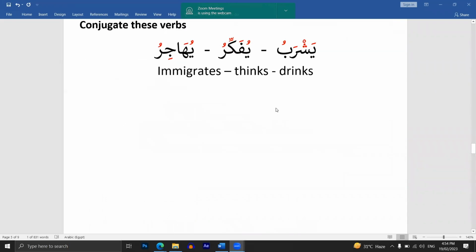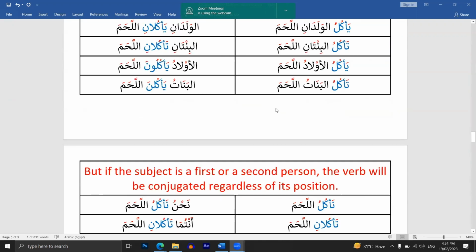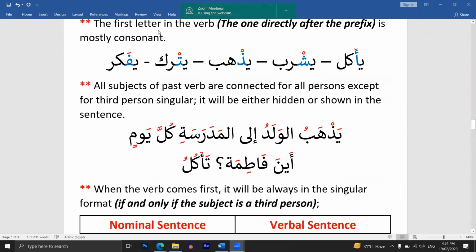Okay, about this part, I will leave the conjugation for you to do yourself because I don't want to waste more of your time. We need to go directly to the conversation. So please, about this present verb, do you have any question? Do you have any misunderstanding, any confusion? If you have, please tell me in the chat or raise your hand. Okay, is it clear? Even if it's clear, you just tell me.